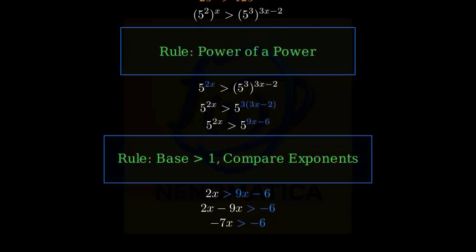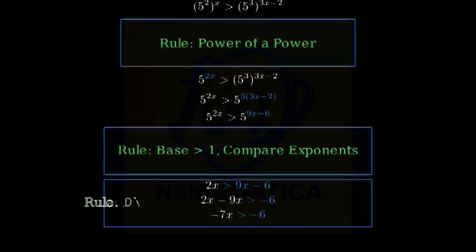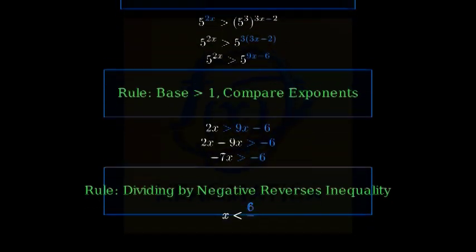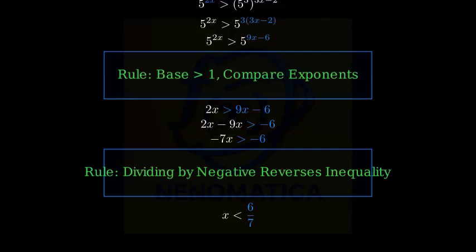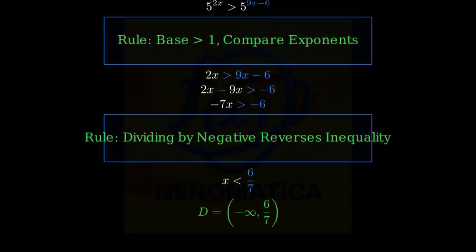Now we need to divide both sides by negative 7. Remember, when we divide both sides of an inequality by a negative number, we must reverse the direction of the inequality sign. So dividing by negative 7, we get x is less than 6/7. Therefore, the solution set in interval notation is all real numbers from negative infinity to 6/7, not including 6/7 itself. This is written as the open interval from negative infinity to 6/7.